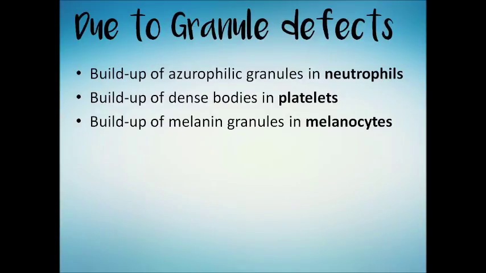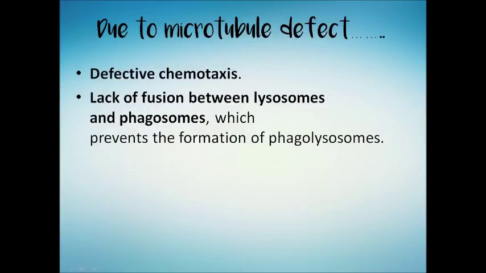Now, the defect in granules leads to buildup of azurophilic granules in neutrophils, dense bodies in platelets, and melanin granules in melanocytes. Due to microtubule dysfunction, there is defective chemotaxis, which decreases the delivery of immune cells to an infected site and allows an infection to progress.